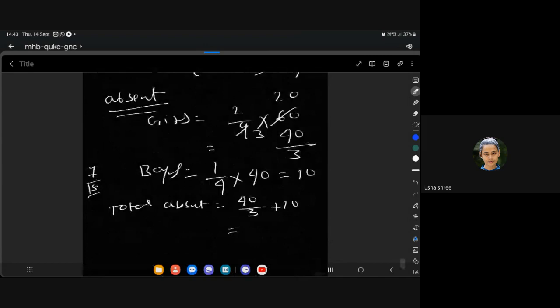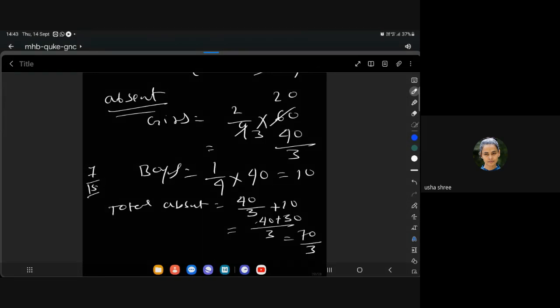So how much will it come? 3 is the LCM. Then 40 plus 30. It will be 70 by 3, right? Total absent. Okay, now total present. They have asked you what part of the total number are present.